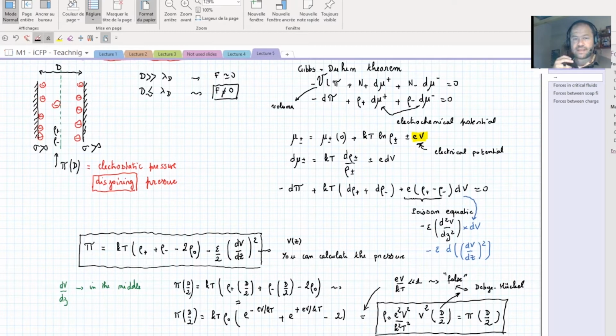Excuse me? Could you please say again what this Debye-Hückel refers to? Just to the d over 2, or to the whole expression? It refers to the fact that I can assume that eV over kT is smaller than 1. Okay, thank you. So just the approximation? Exactly. When I make the development here.